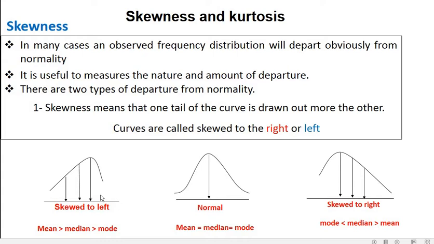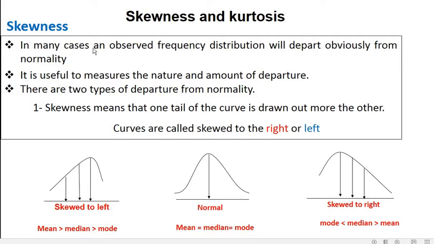In the other case, data may be skewed to the right, so you will find more items of data or observations lying towards the right. We have a tail towards the right, and you will find the mode, then the median, and the mean where the most data is. This is called skewness, التواء.